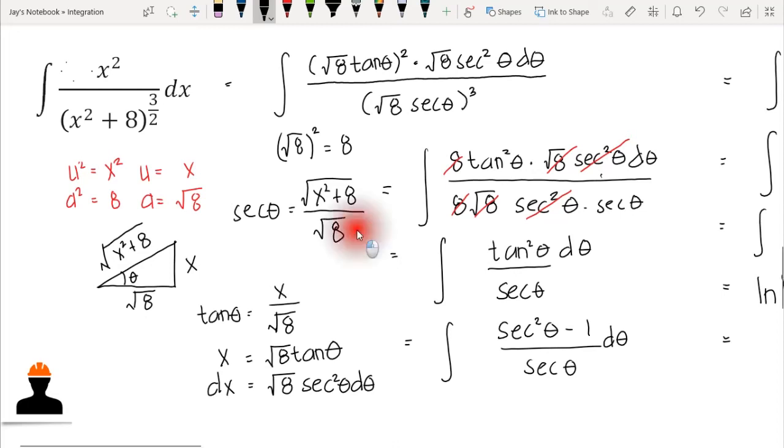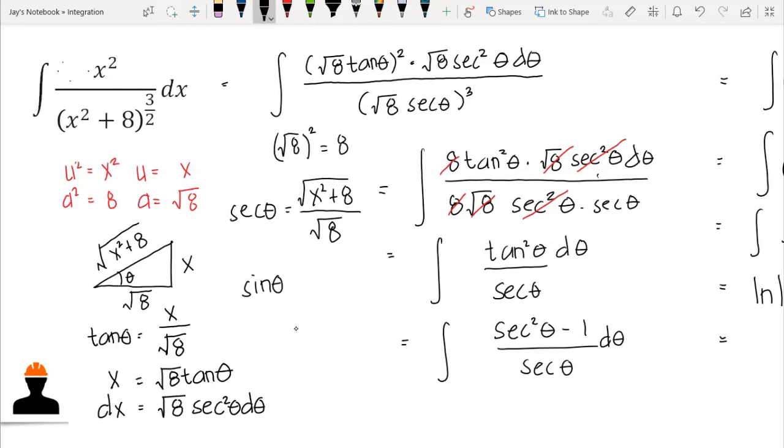So we can now use this one, and we also need tangent theta, but we have already determined the value of tangent theta here, that is x over square root of 8. But we need sine theta. So sine theta here is the opposite over the hypotenuse, that is x over the square root of x squared plus 8. Again, from the trigonometric identity, that is the opposite over the hypotenuse of our theta.